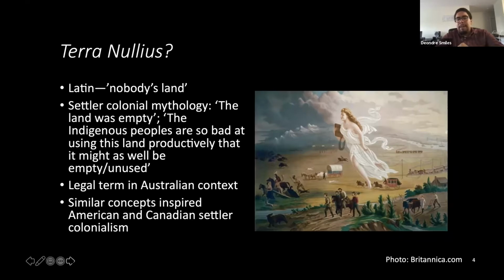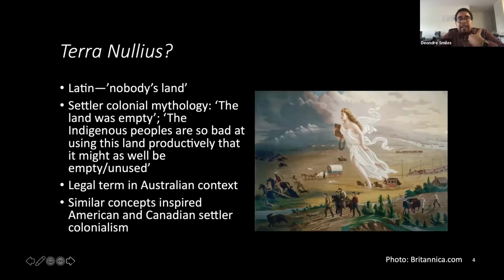Generally speaking, that wasn't exactly the case. They would find Indigenous peoples on that land. And that would be waved away by saying, well, if you take a look at these, quote, savage people, right? They don't farm like we do. They don't really make use of the land like we do. They're not making productive use of the land at all, and they're so bad at trying to make use of it productively per our standards that it might as well be empty and unused.